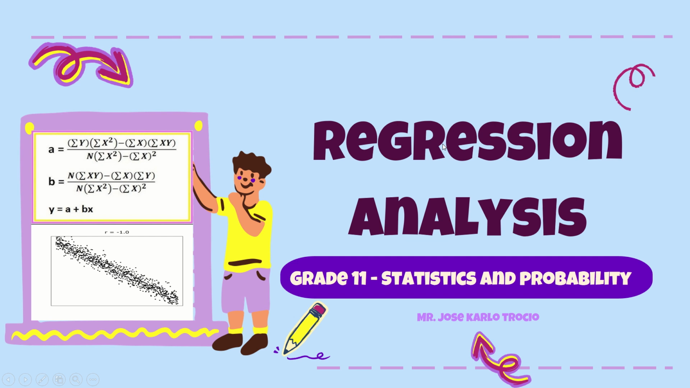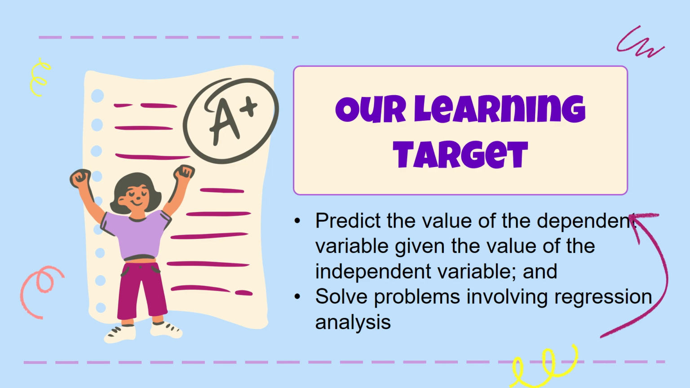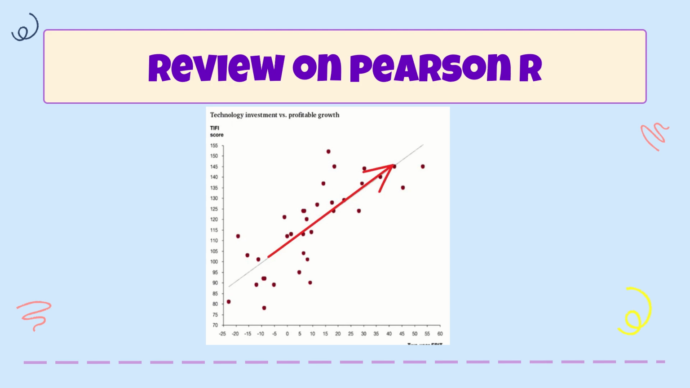Very simple, all about regression analysis. Let this be your guide in answering the activity later on. So our learning targets are to predict the value of the dependent variable given the value of the independent variable. We'll be going back to the dependent and independent variables later on, which are denoted by X and Y. And we'll be presenting word problems involving regression analysis so that you will know how to use it in your research paper. Let us have a review of our lesson on Pearson r.